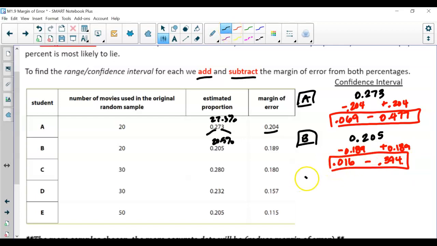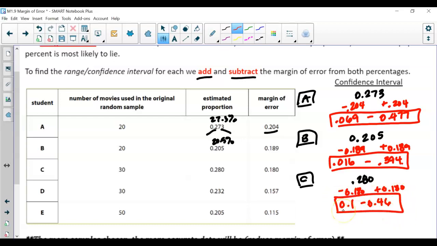So go ahead and just try C real quick on your own. And here we go. So to create that interval, 0.280, all you needed to do was subtract 0.180 and add 0.180, the margin of error. So the confidence interval here for student C is 0.1 to 0.46.